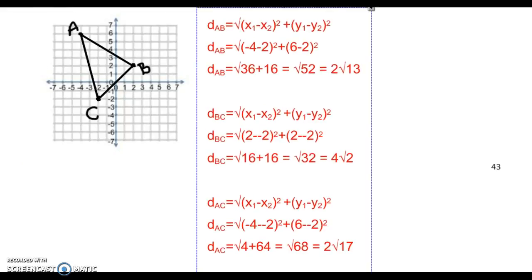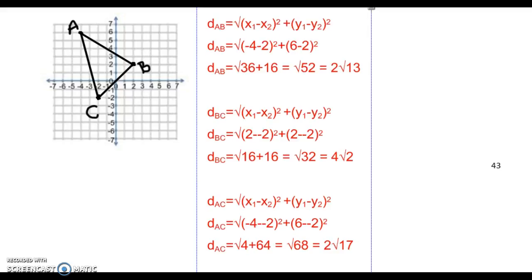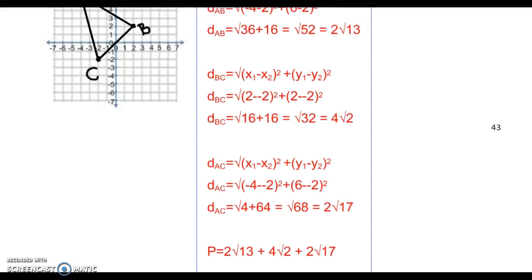Notice none of them are nice, right? Those are all hideous and ugly numbers, plugging into the distance formula. And my perimeter then is just the sum of all of those ugly numbers added together, basically. So take a moment, pause the video, look through this, check my work because it might be wrong, you never know, and go on to the next page.